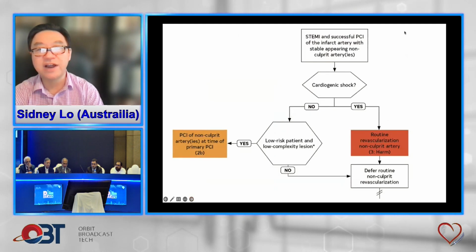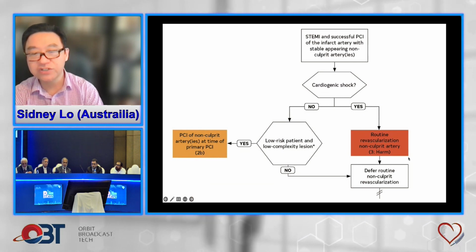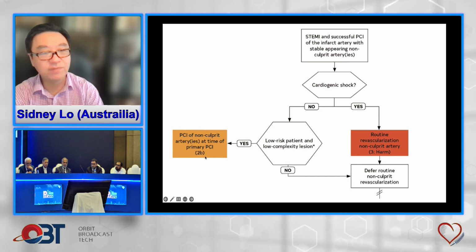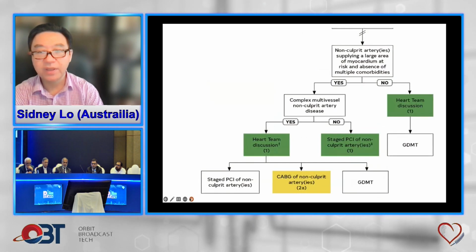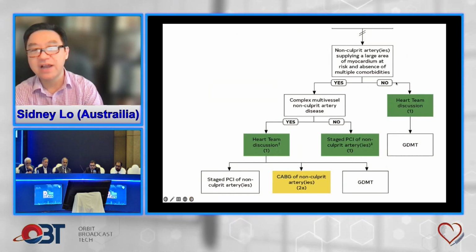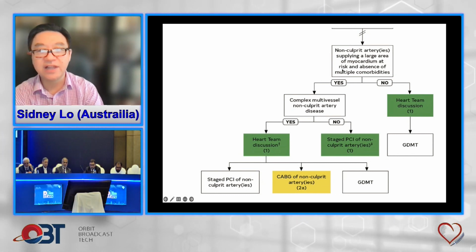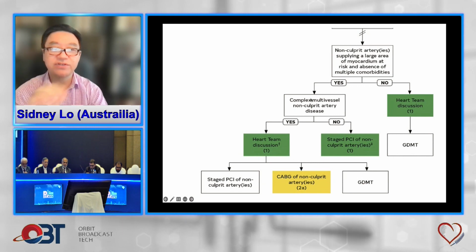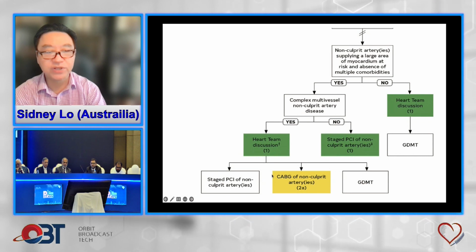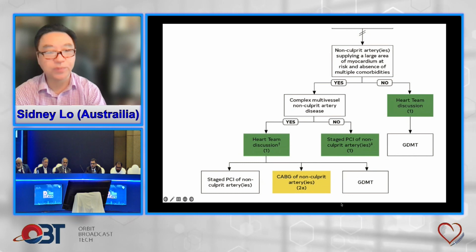So in this scenario, STEMI: if you are in shock, you shouldn't really do the non-culprits. If you're not, and lesions are low complexity, you may do it at the same sitting. You can defer the non-culprit vessels, and if it's not a large myocardial territory, you may just treat medically after a heart team discussion. If it is a large, more complex multivessel territory and you're complicated, you can decide whether to do bypass of non-culprits or staged PCI. But if it's fairly simple, then staged PCI is very reasonable.